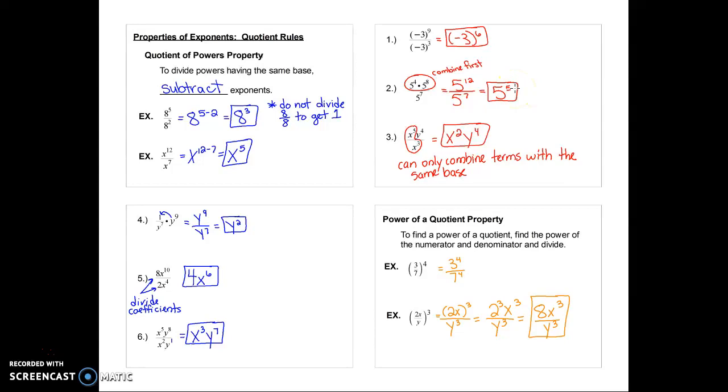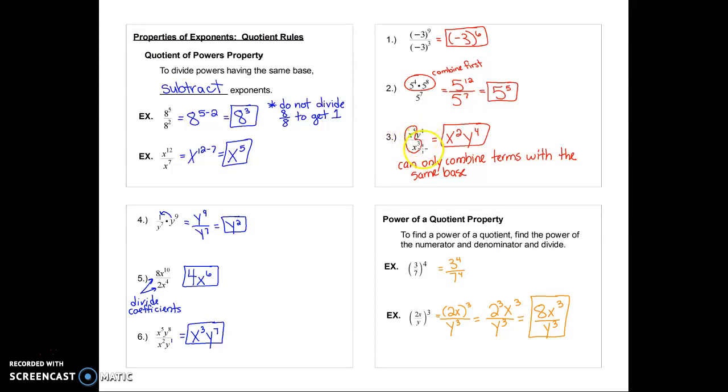Now, in number 3, we have an x to the 5th, y to the 4th. All of that is being divided by x to the 3rd. So now, I cannot combine my numerators like I just did in number 2. These are not the same base. So remember, they have to be the same base in order to combine them. So I have an x and a y. They're not the same base, so it's just going to stay x to the fifth y to the fourth.